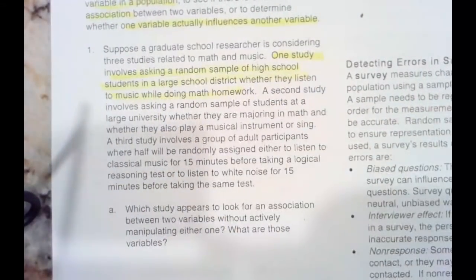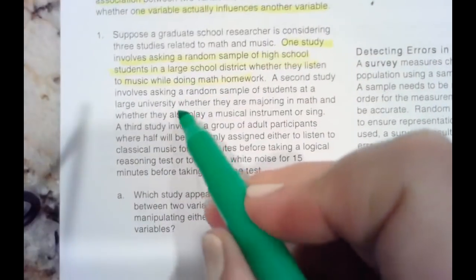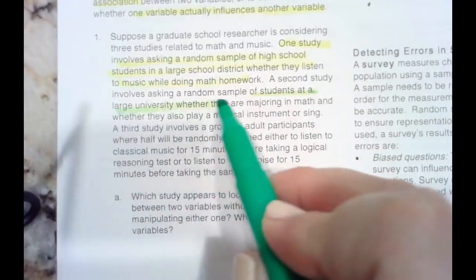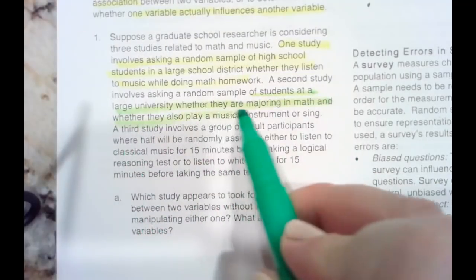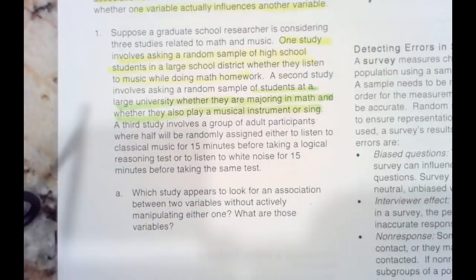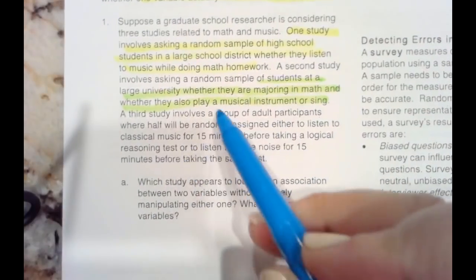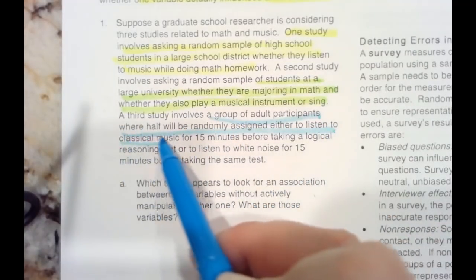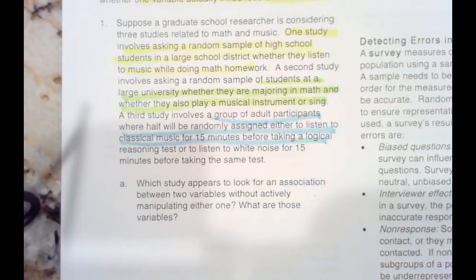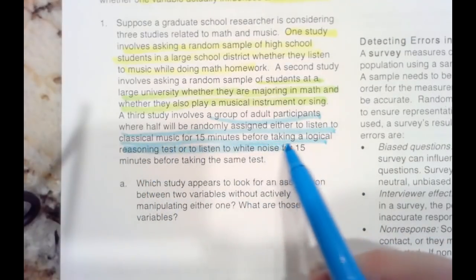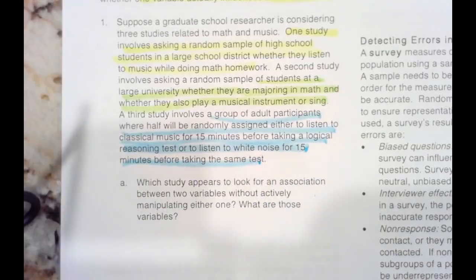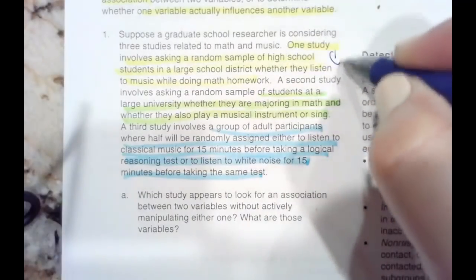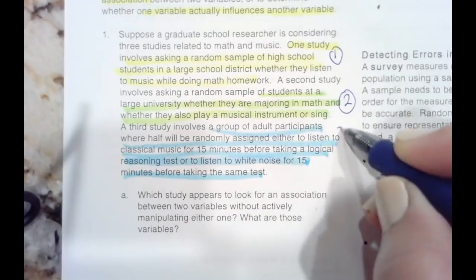A second study involves asking a random sample of students at a large university whether they're majoring in math and whether they also play an instrument or sing. And then we have a third study which involves a group of adult participants where half will be randomly assigned either to listen to classical music for 15 minutes before taking a logical reasoning test or listen to white noise for 15 minutes before taking a test. So you have one, two, or three.